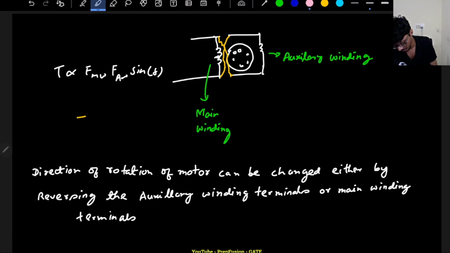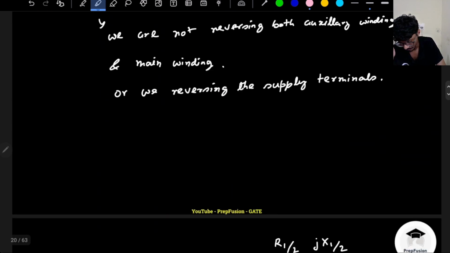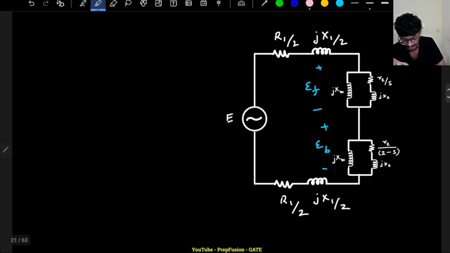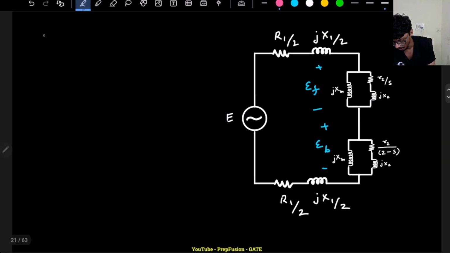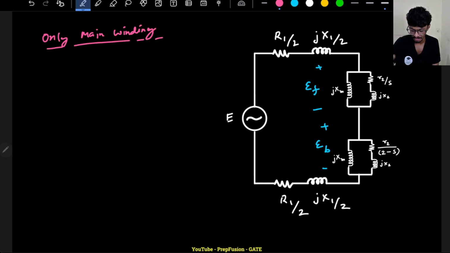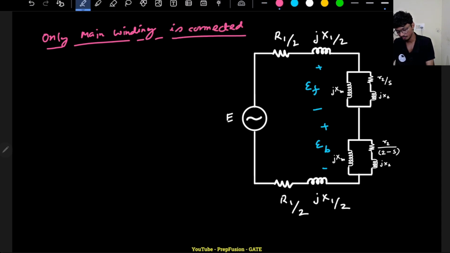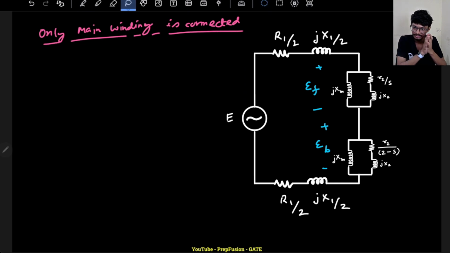Okay, so now let's understand the equivalent circuit of a single phase induction motor. What will be the equivalent circuit? Remember, this circuit is with only the main winding. This is with respect to when the motor is operating, not starting, when only the main winding is connected. We are not discussing the auxiliary winding, because the auxiliary winding we will mostly discuss only when it is starting. After it has reached steady state, the equivalent circuit will be this.